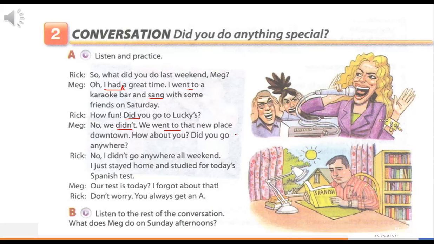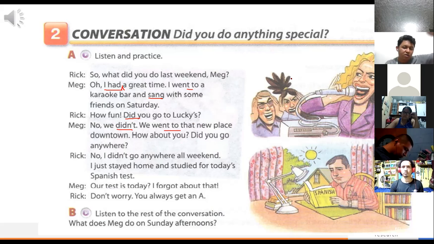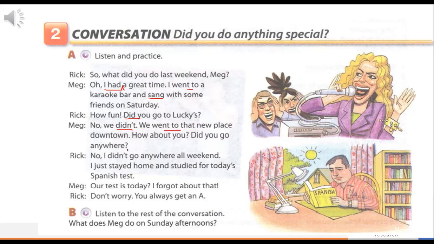¿Cómo es la estructura de una pregunta? You have the auxiliary, the subject, and the main verb. And then the rest is a story, right? Or is history, you can say that. No, I didn't go anywhere all weekend.